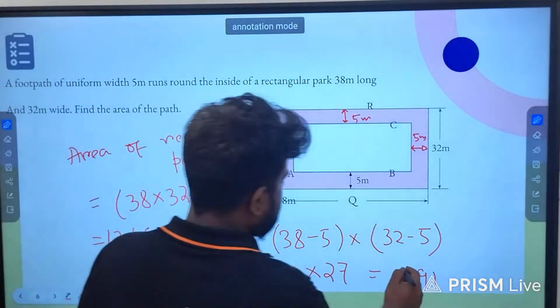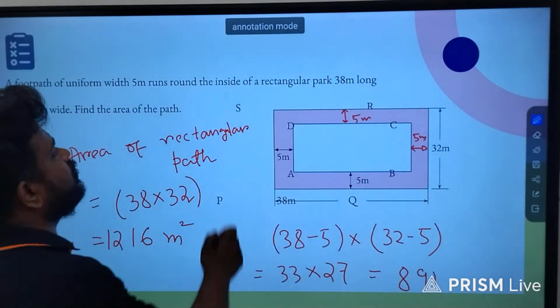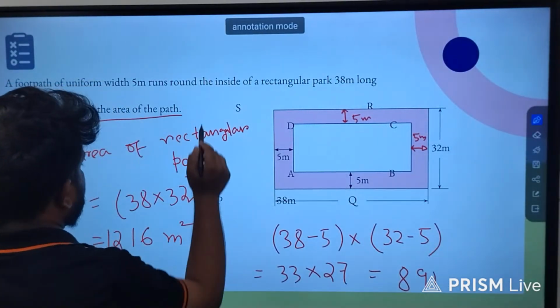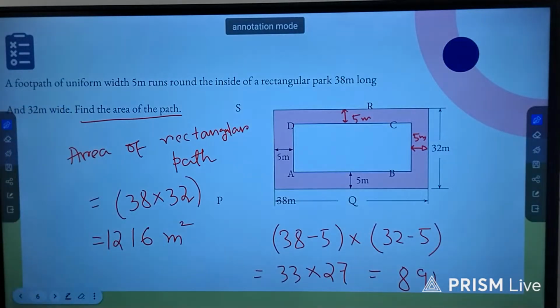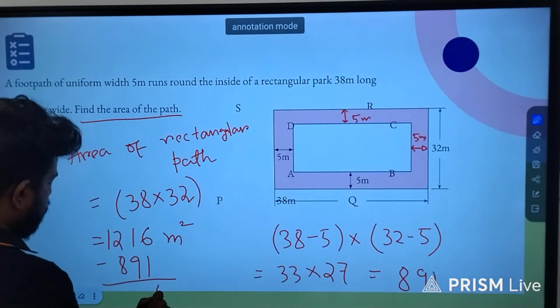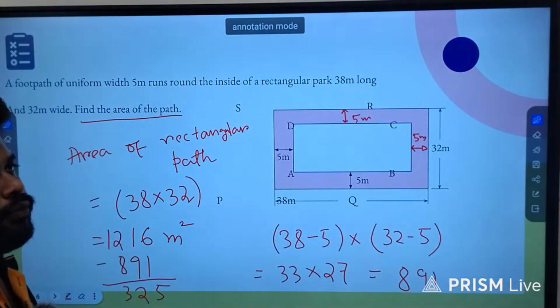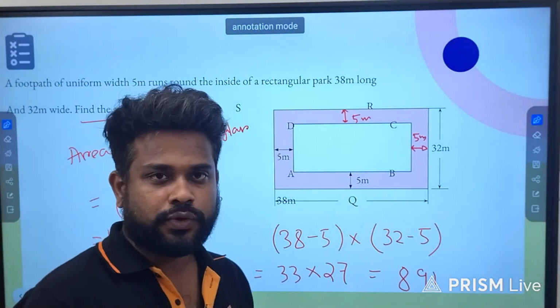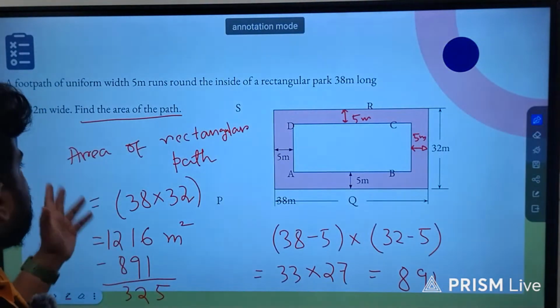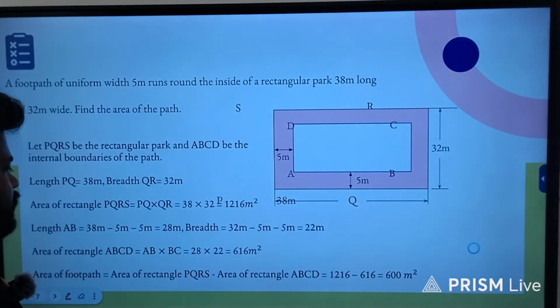891. Now, if you subtract these two, you will get the area of the path, that is 1216 minus 891. The area of the path will be 325 square feet. So this was the general sum of this.